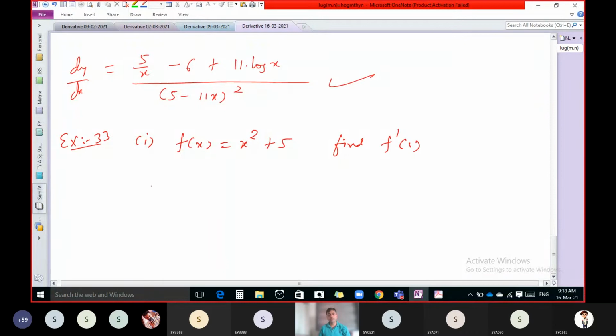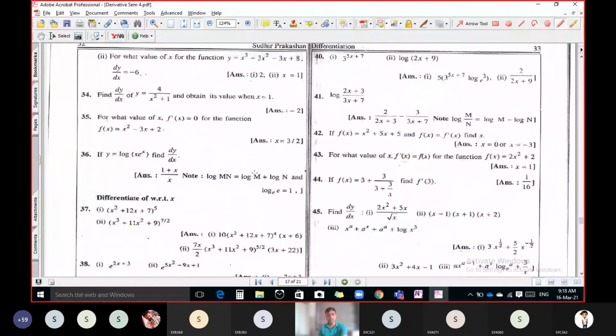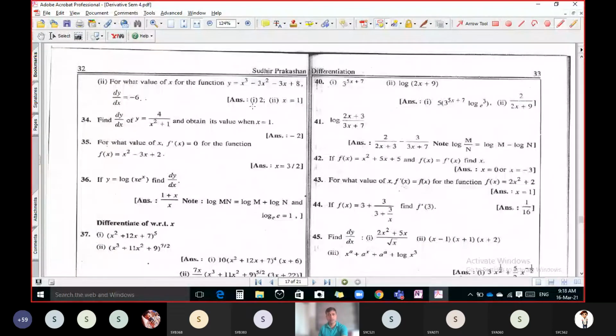So it is a very simple question. First of all, find out the derivative: 2x. And now put x equal to 1 in that. 2. So my answer is 2. It's a very simple question. For 33, the first answer is 2. Second one.